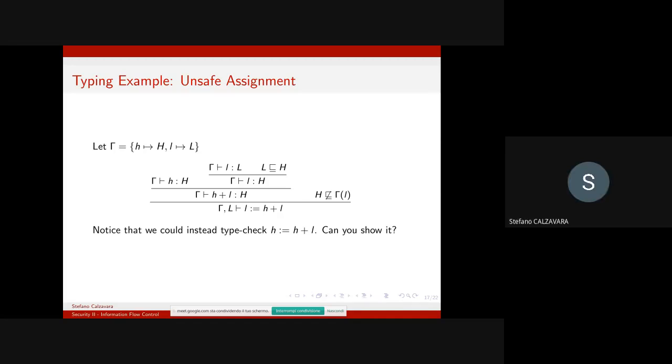It's not secure. Let's assume that H is your PIN number. L is a public variable which has a value 10. You put this information inside a low variable, so this means that this is accessible to the attacker, which means that the attacker is able to leak your PIN just by subtracting 10 from L.